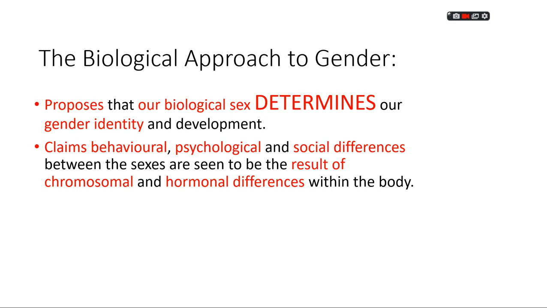So it assumes that all of our behaviours and all of our psychological characteristics and traits and all of the social differences that we see between males and females are due to some kind of underlying biological aspect, particularly in this particular area of the spec, our chromosomal and our hormonal differences.